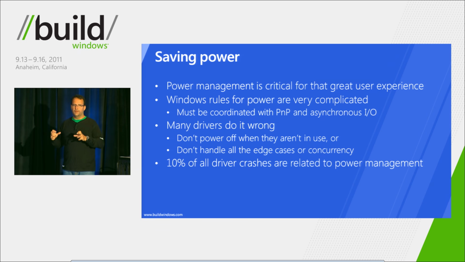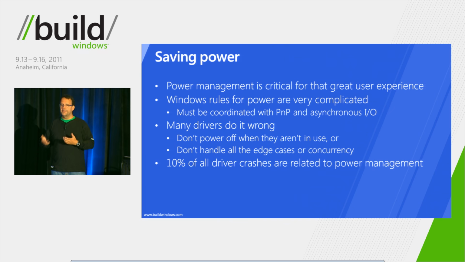So when drivers run batteries down, that results in a bad user experience. But Windows rules for power are so complicated that there aren't a lot of drivers that really get every part of it right. We have best practices, but they're hard to implement. And what we see is either drivers that don't power off when they're not in use, which means they run the battery down, or they don't handle the edge cases. So they can stall the power system and cause a 9F bug check, where we just can't make progress on power because we rely on the drivers to all be good citizens.